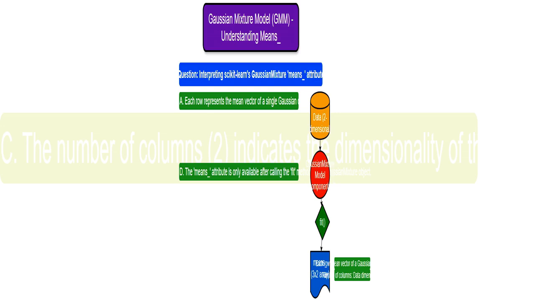This is correct. The number of columns in the `means_` array, which is 2 in this case, tells us that each data point in my dataset has 2 features or dimensions. For example, my data could represent height and weight, or latitude and longitude. It reflects the structure of the data itself, not just the model.